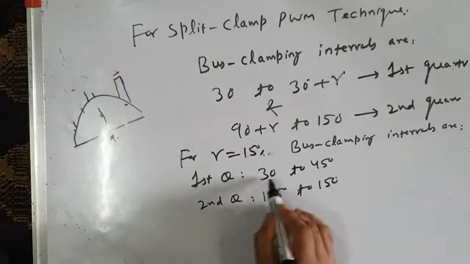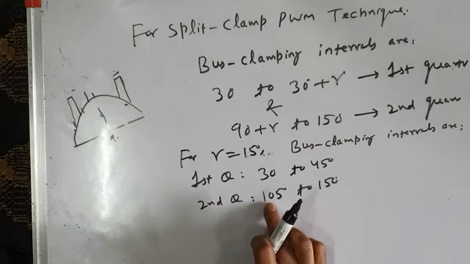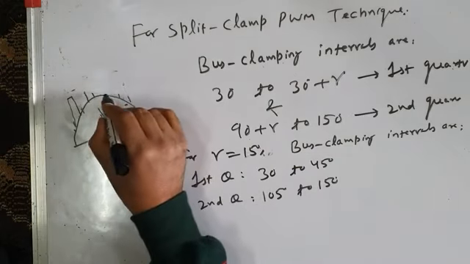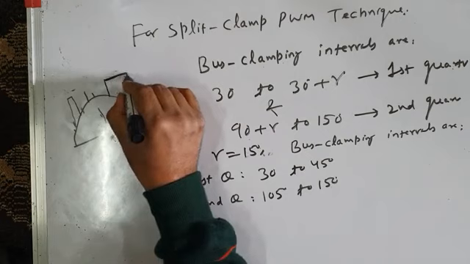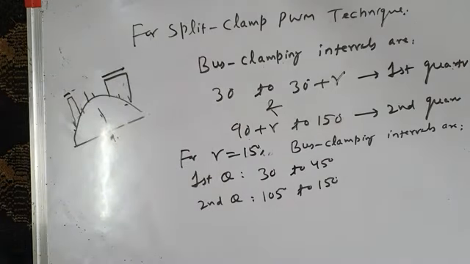In the first quarter, 30 to 45 degrees, a short clamp, a 15 degree clamp. In the second quarter, 105 to 150 degrees, a longer clamp. 15 degree clamp here and 45 degree clamp here. Okay, that's it. And that is how to find these clamping intervals.